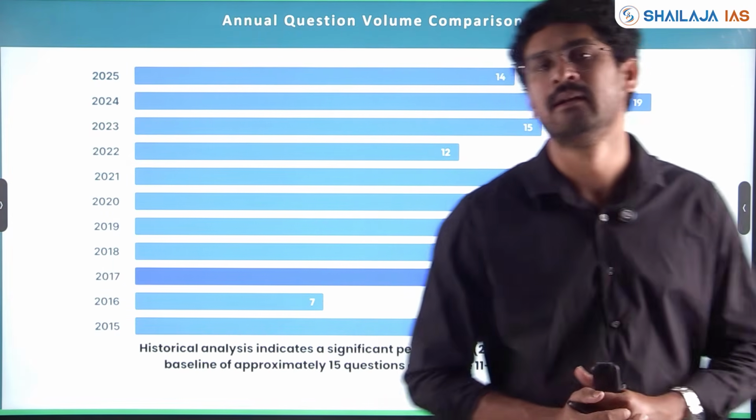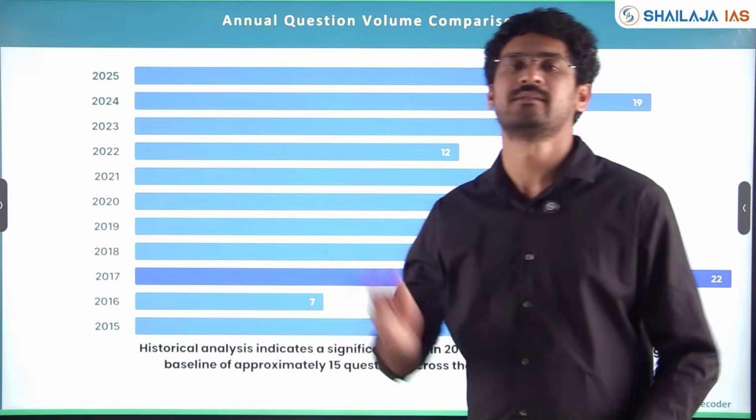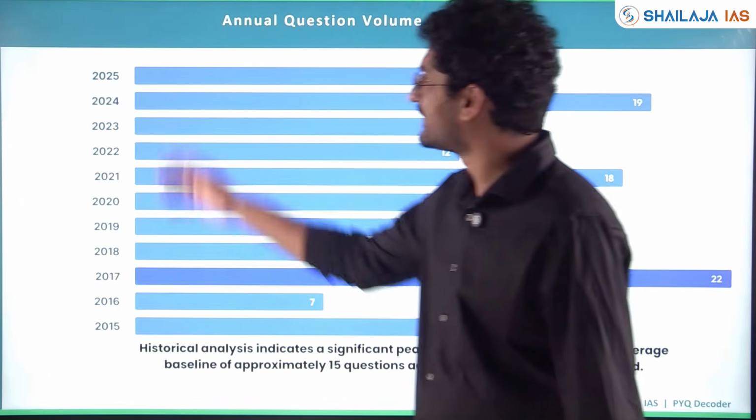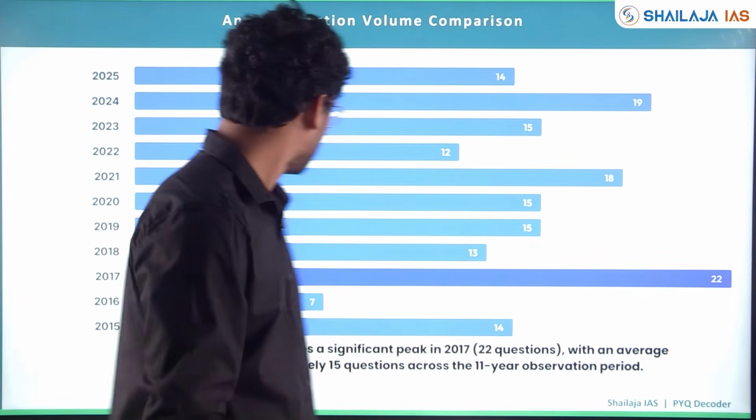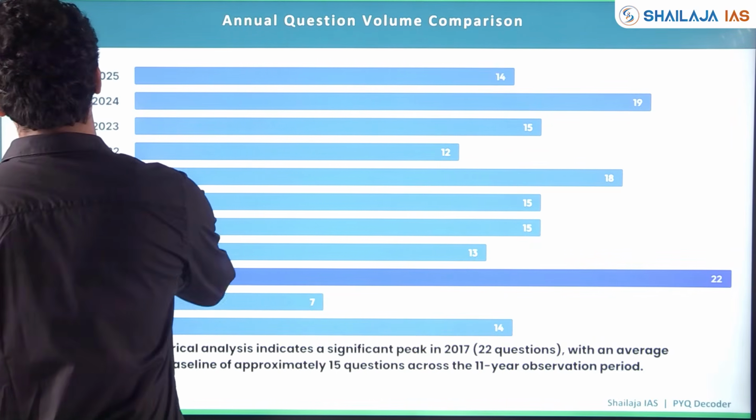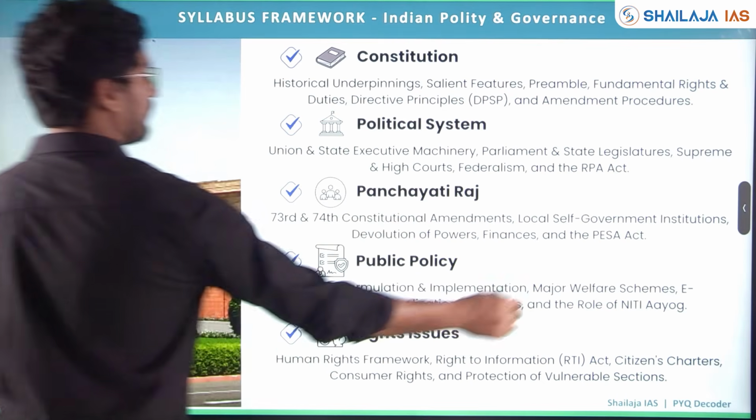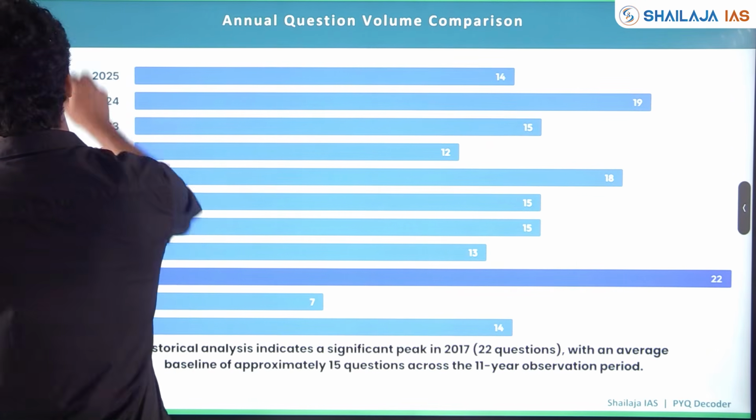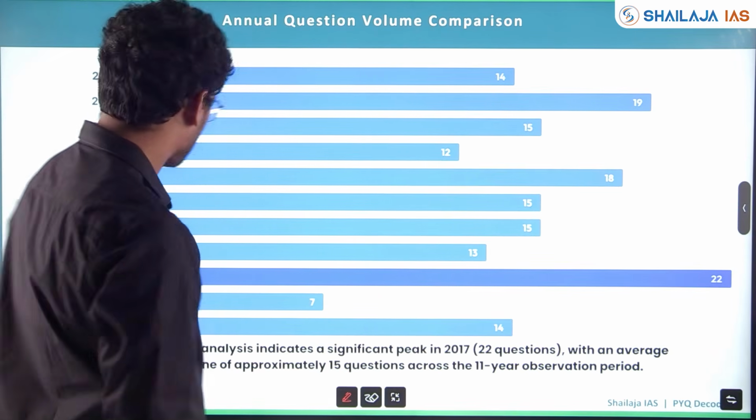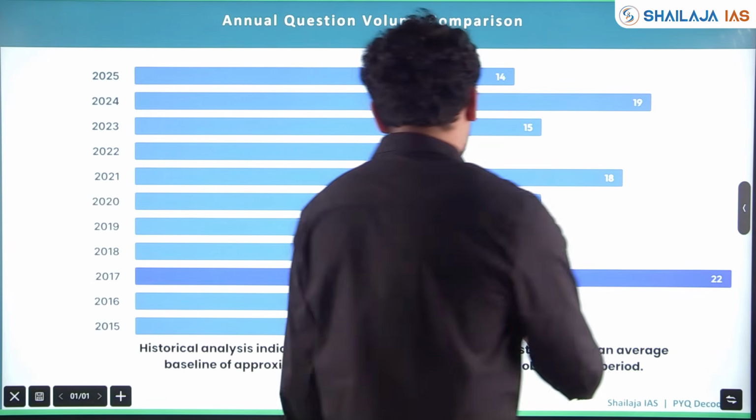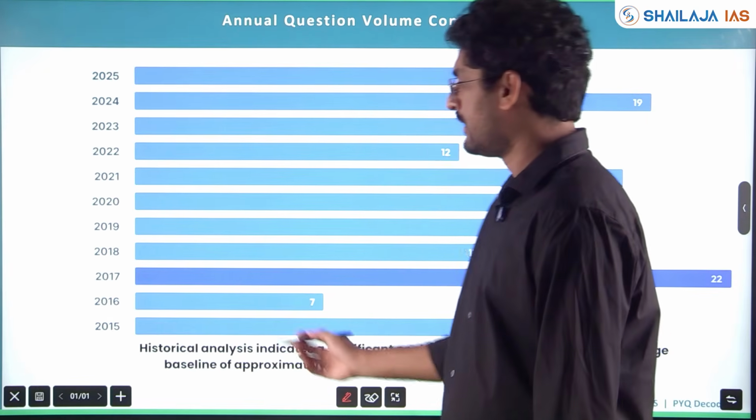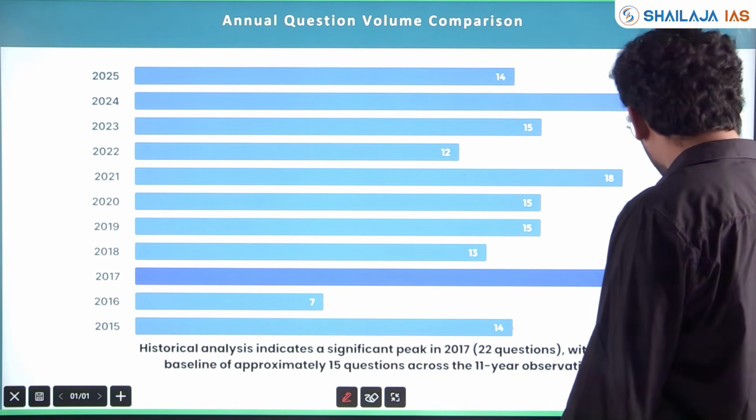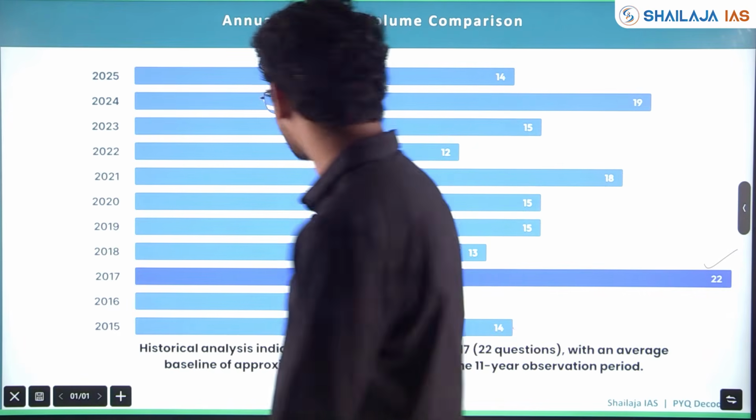So now we'll see the year-wise polity questions that have been asked in the UPSC Prelims paper. This is the 10-year comparison I have made. So in 2015, 14 questions had come. 2016, 7, but the very next year, 22, the maximum number of questions in the last 10 years has been asked.